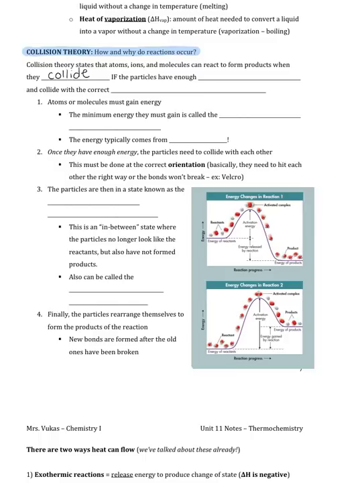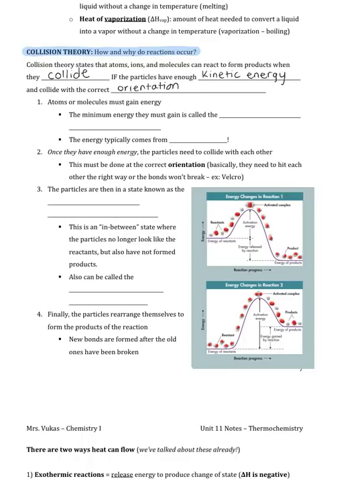If the particles have enough kinetic energy, so remember that is the energy of motion, and if they collide with the correct orientation. So that's the overall definition of collision theory: they have to hit each other, they have to have enough energy, and they have to do it at the right orientation, meaning the right angle or the right parts of the molecule have to hit one another.